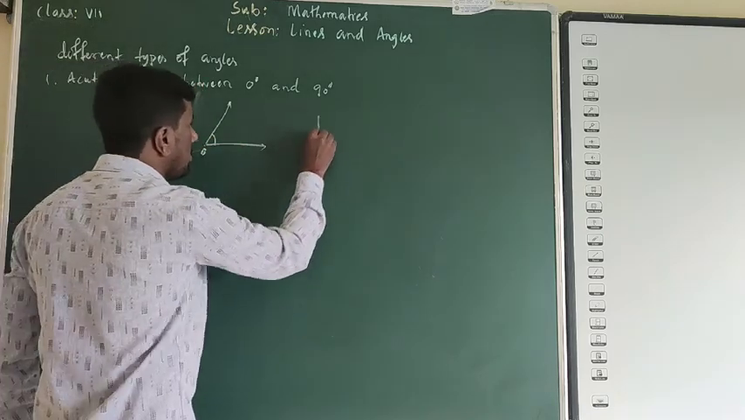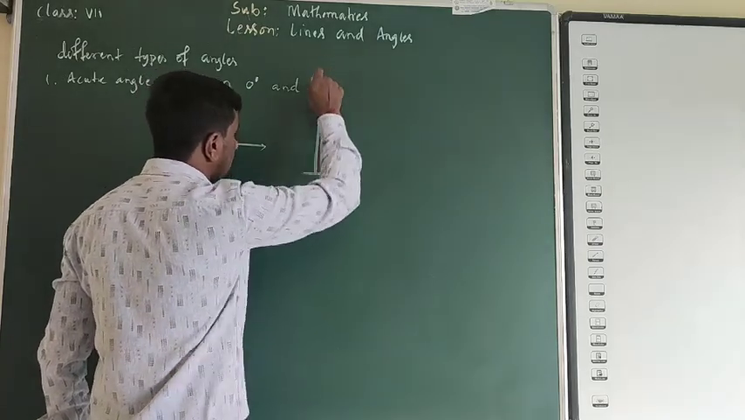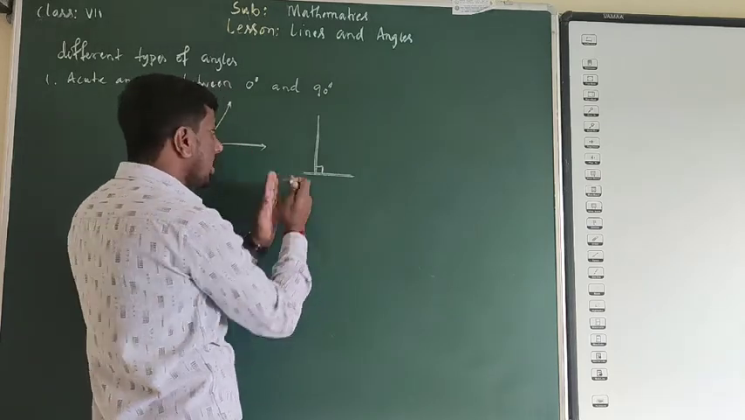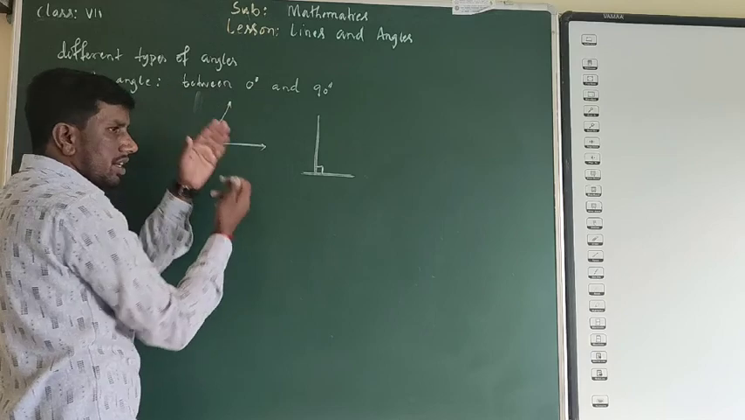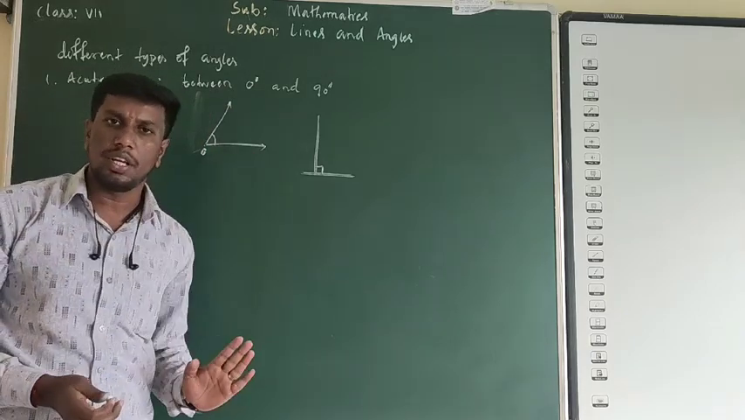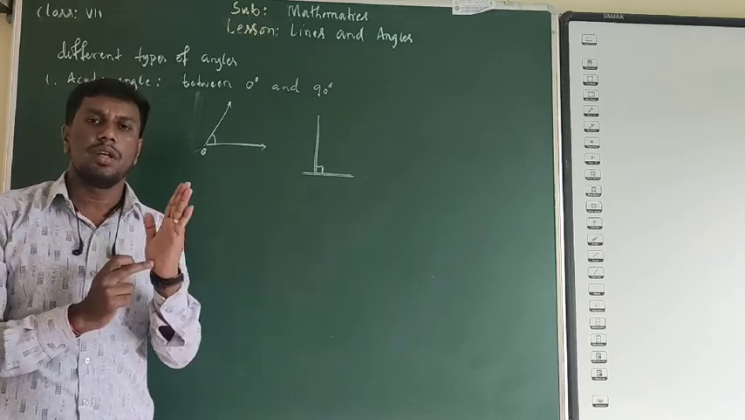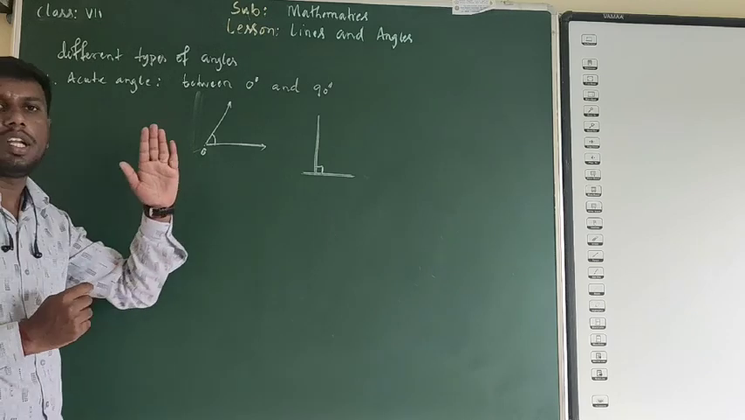90 degrees means the lines should be perpendicular. This is one line and this is one line segment, exactly perpendicular to each other, so the angle is 90 degrees. If it is slightly less than perpendicular, then it is not exactly 90 degrees; it may be 89 point something. Only if it is exactly 90 degrees is it a right angle. If it is less than 90 degrees and more than 0 degrees, it is an acute angle.